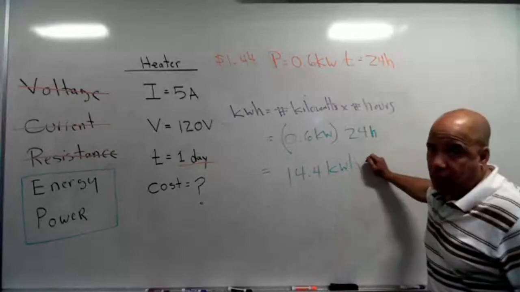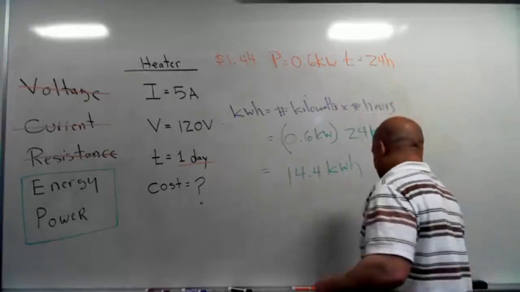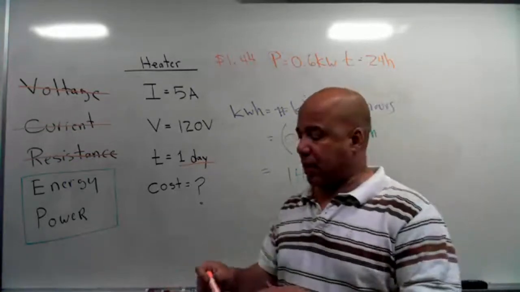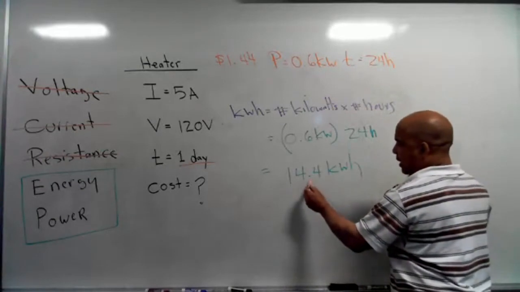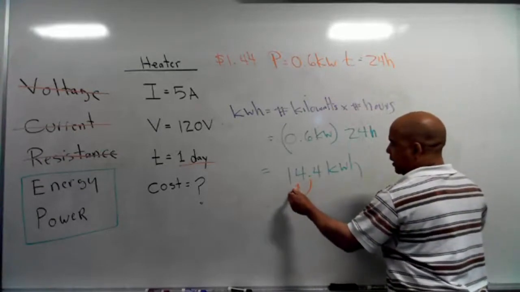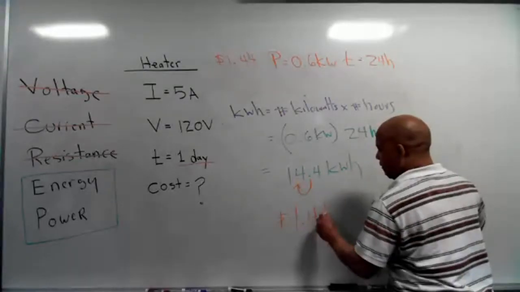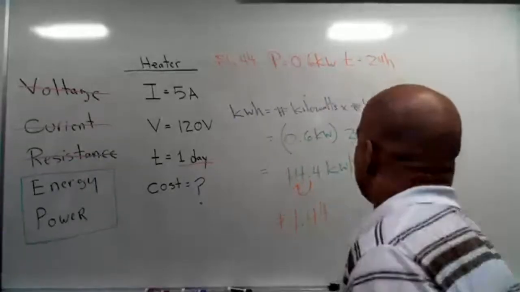Remember, that's not power, that's energy. Kilowatt hour is a unit of energy. And then, we're going to multiply that by 0.1 because we're using 10 cents per kilowatt hour. So multiply that by 0.1 to change this from kilowatt hours to dollars. It moves a decimal right there. And that gives me $1.44. Now, is that a lot?